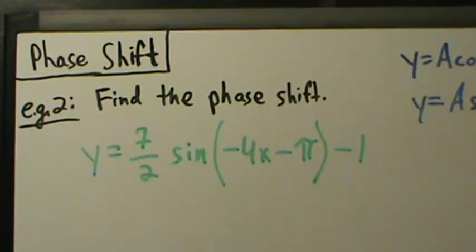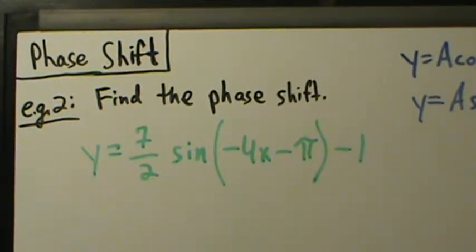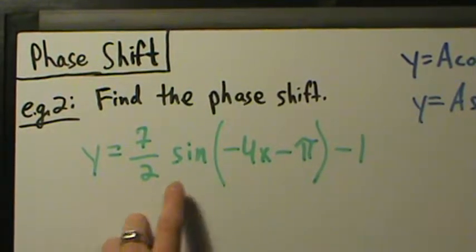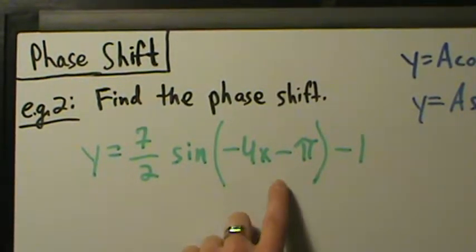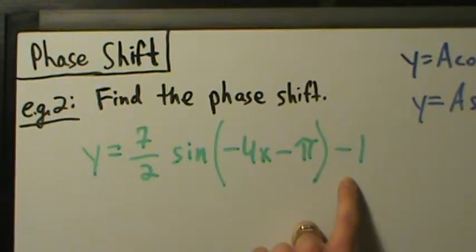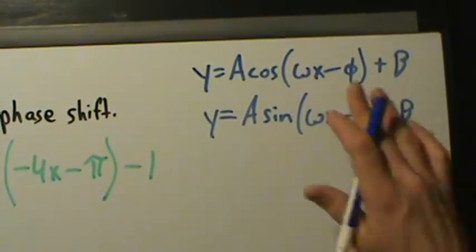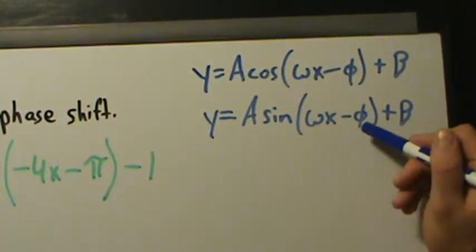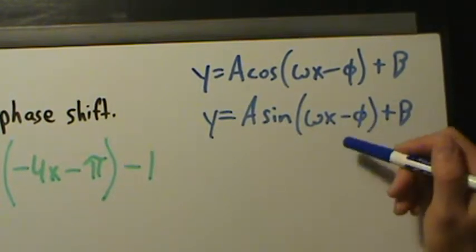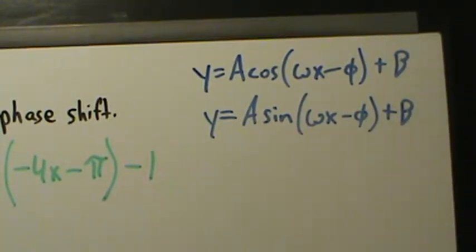Okay, here's example 2 with finding the phase shift. So here we have y equals 7/2 times the sine of the quantity negative 4x minus pi, and then minus 1. Okay, so again, when we did example 1 in the previous video, we talked about these here. So if you want to know more about this type of thing here, and that's the Greek letter phi, we introduced that in the previous video.